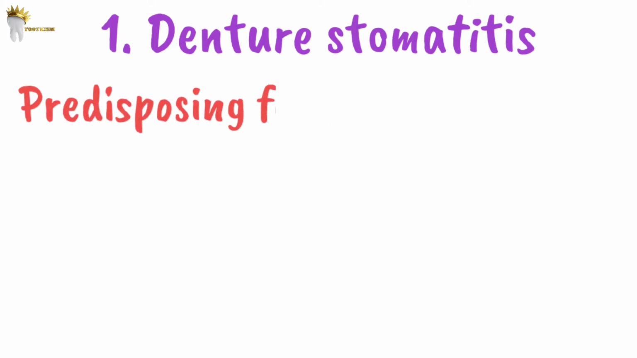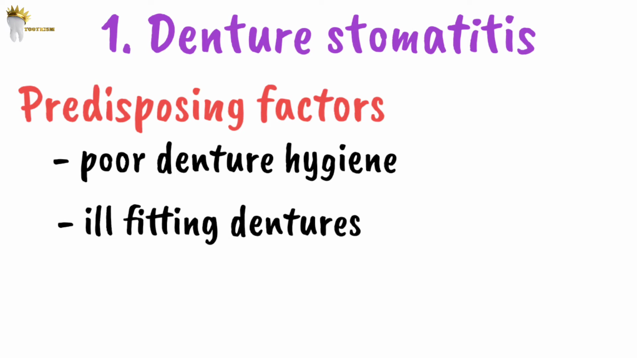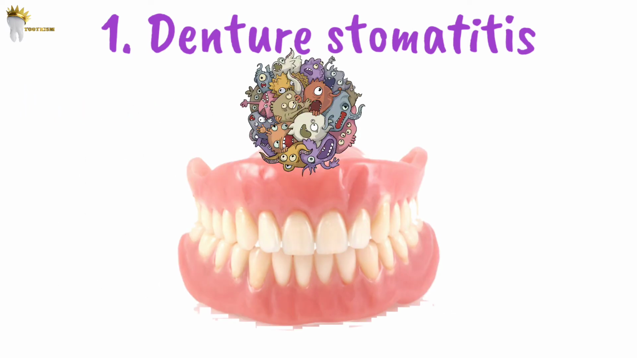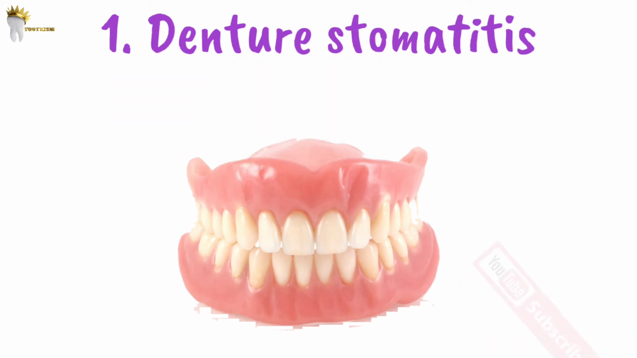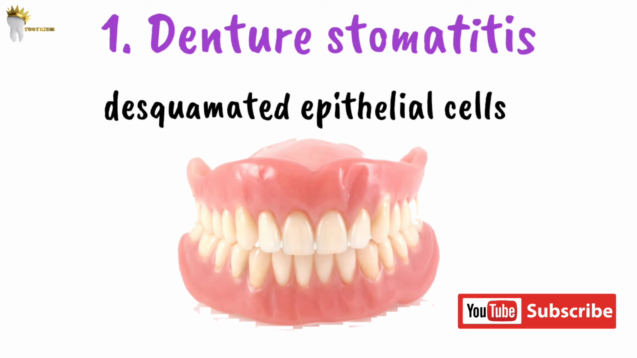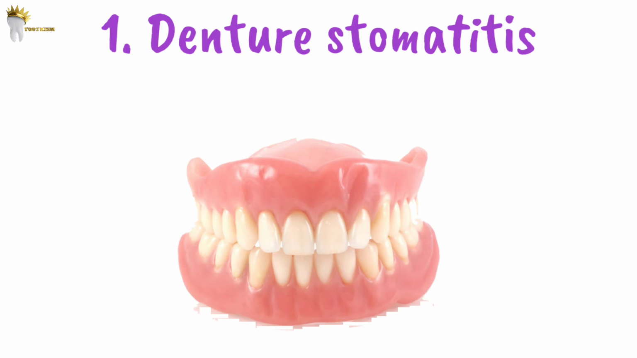The main predisposing factors are poor denture hygiene, ill-fitting dentures, and wearing dentures continuously even at night. As you know, the saliva has a flushing action on microorganisms, but because of the denture that is covering the mucosa, it can't do its job. The denture creates a stagnant area where the desquamated epithelial cells keep collecting. They serve as a source of nitrogen, which is essential for the growth of Candida.